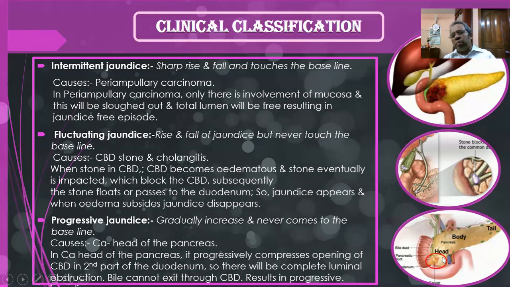So look, there is a malignancy of the head of the pancreas, which presses from outside. And there is a stone in the common bile duct, blocking the lumen at the ampulla. And there is a periampullary carcinoma.